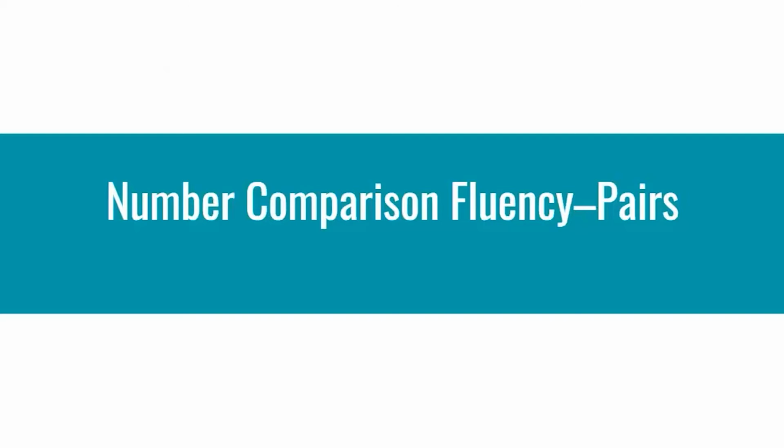Number comparison fluency pairs is a first grade assessment that is given in the fall, winter, spring that can be used for benchmarking and progress monitoring. For this assessment, students will need a printout, and there is also a Spanish version available.